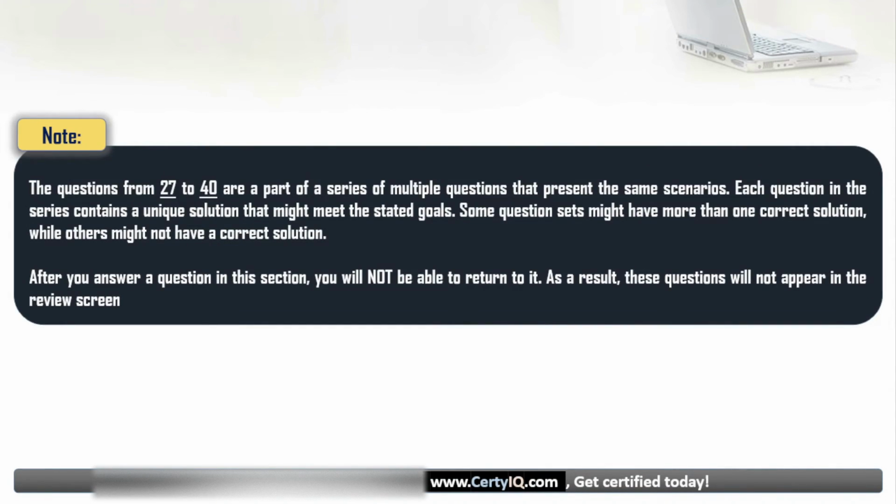Note, the questions from 27 to 40 are a part of a series of multiple questions that present the same scenario. Each question in the series contains a unique solution that might meet the stated goals. Some question sets might have more than one correct answer, while others might not have a correct answer. After you answer a question in this section, you will not be able to return to it. As a result, these questions will not appear in the review screen.